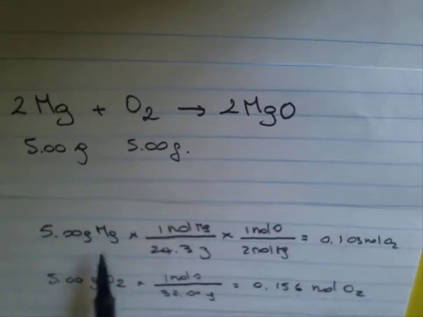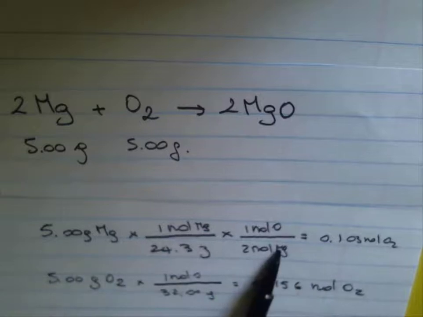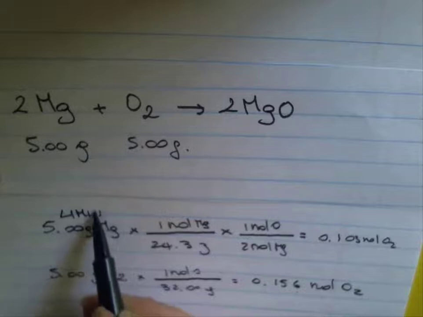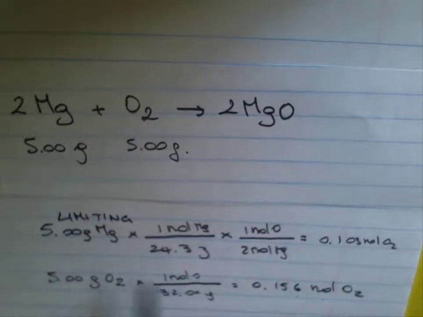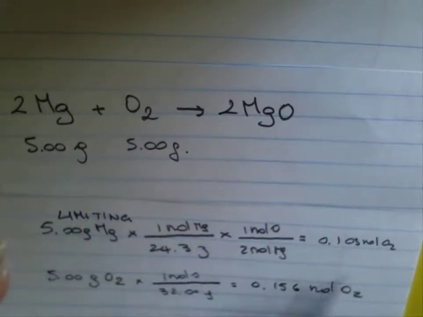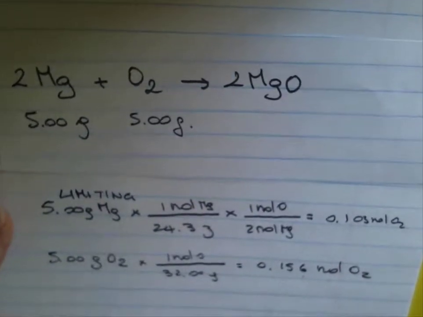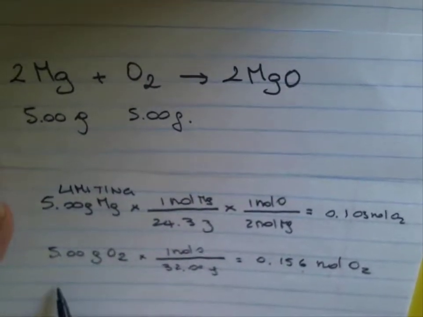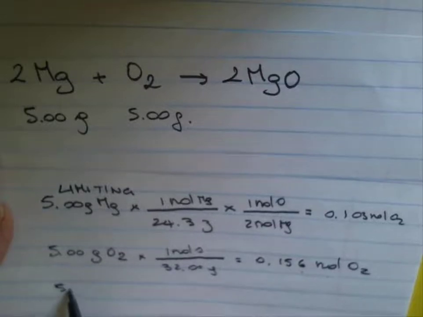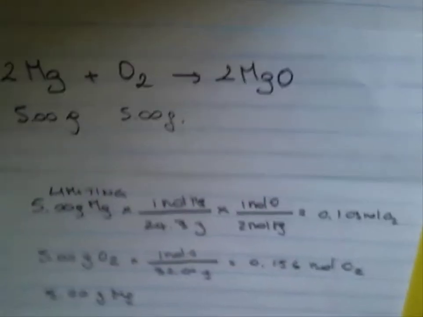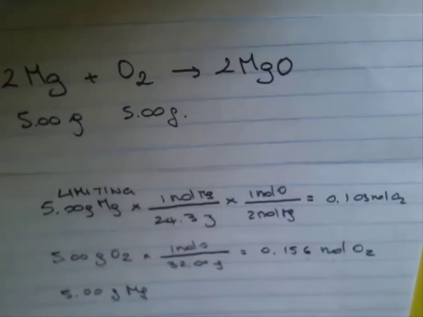So once I know this, I can actually calculate the amount of magnesium oxide I can produce by using the limiting reactant. So I'm simply taking my 5 grams of magnesium, and I will convert that into magnesium oxide.